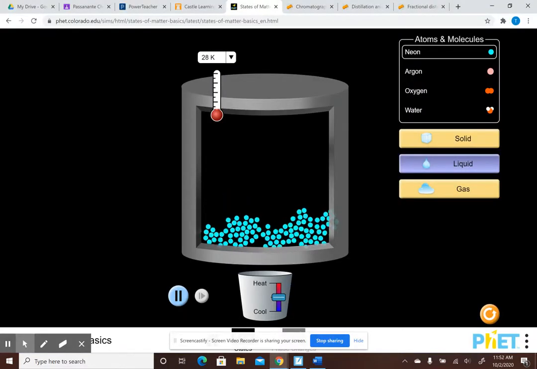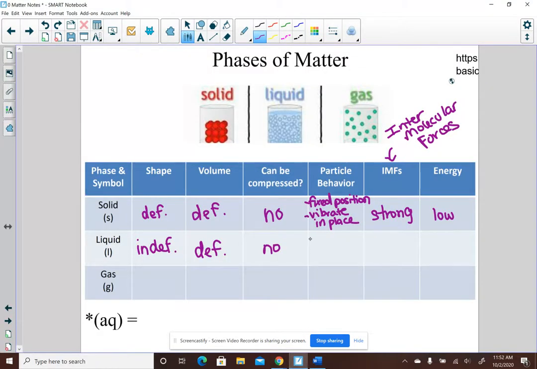For particle behavior, let's go back to our animation, and this time we'll look at something in the liquid phase. You want to think, how is the behavior different than what we saw in the solid? The particles are not staying in the same spot. They're still not moving super fast, but they're moving faster and more than in a solid. And now they're kind of sliding. We say they slide past one another. They don't stay in the same spot.